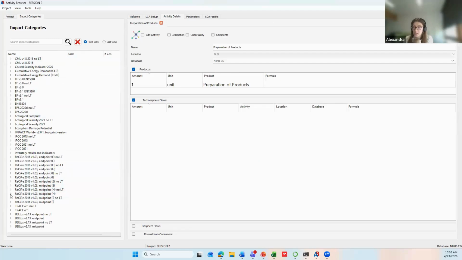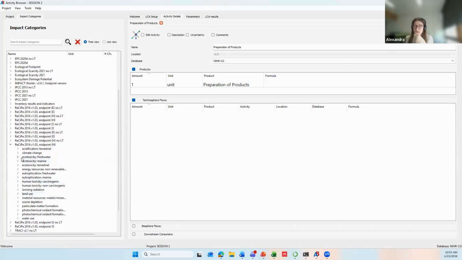In our case, we are going to use one of the most commonly used in both academia and private sector, which is ReCiPe. Midpoint categories, because it is more specific, it gives you more granularity as each metric deals with one specific environmental problem or resource problem or health problem. And as you can see, in parentheses, there are different letters.